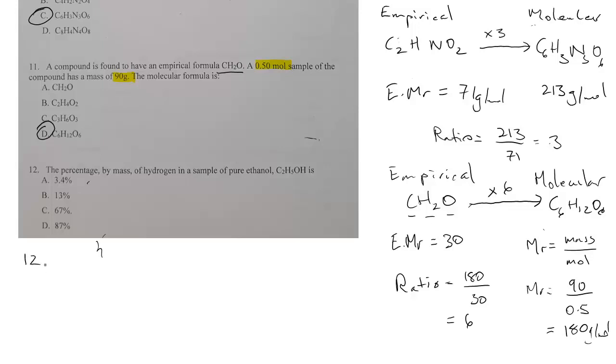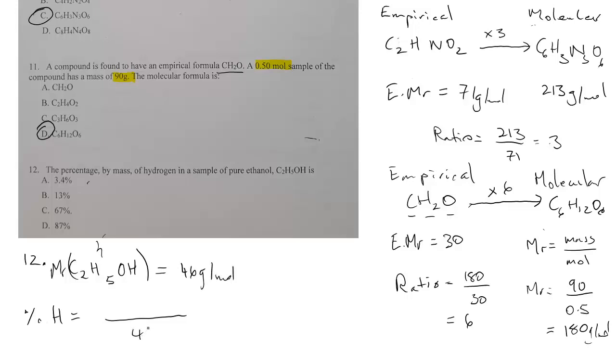Okay, question 12. The percentage by mass of hydrogen in pure C2H5OH, which is ethanol. If you wanted to find the percentage of hydrogen, you need to work out the total molar mass of this whole thing. If you calculate it, it's 46. So that's 46 gram per mole.